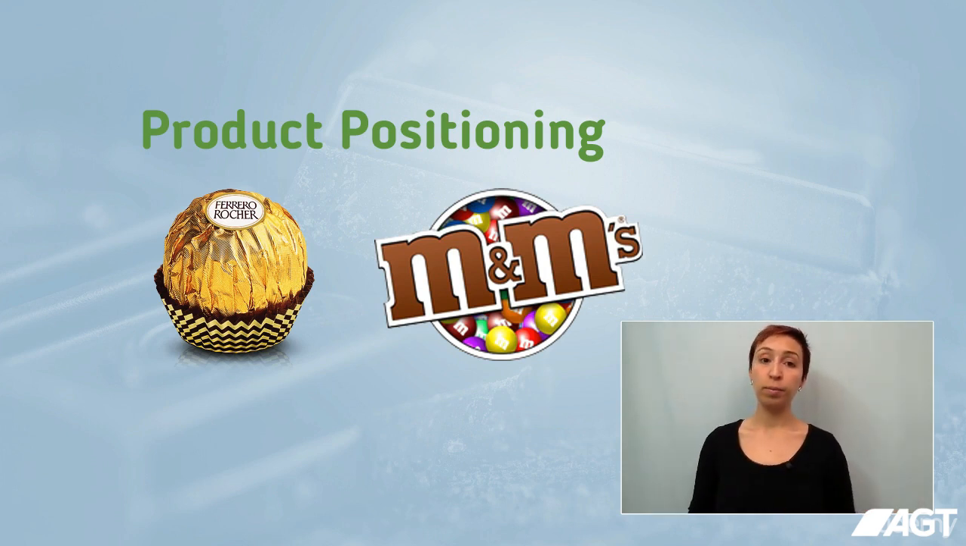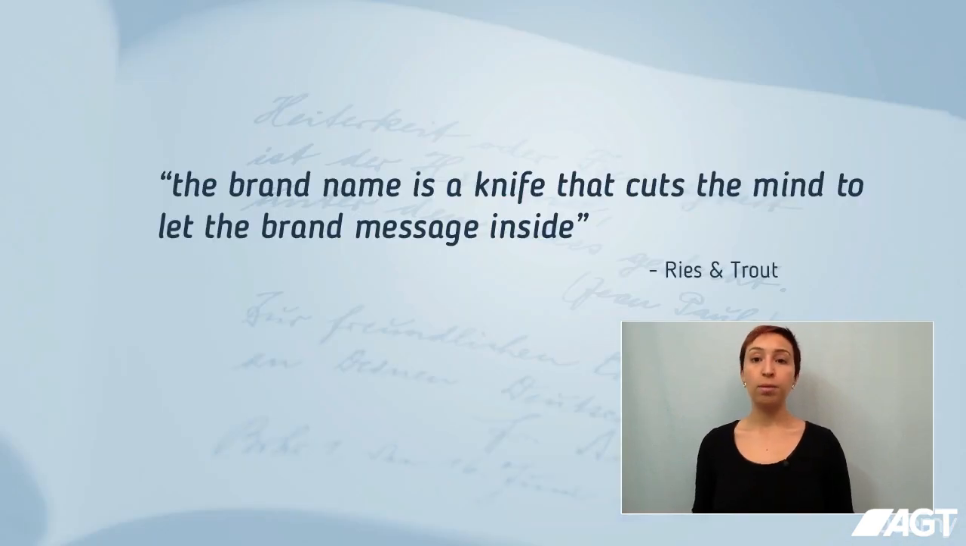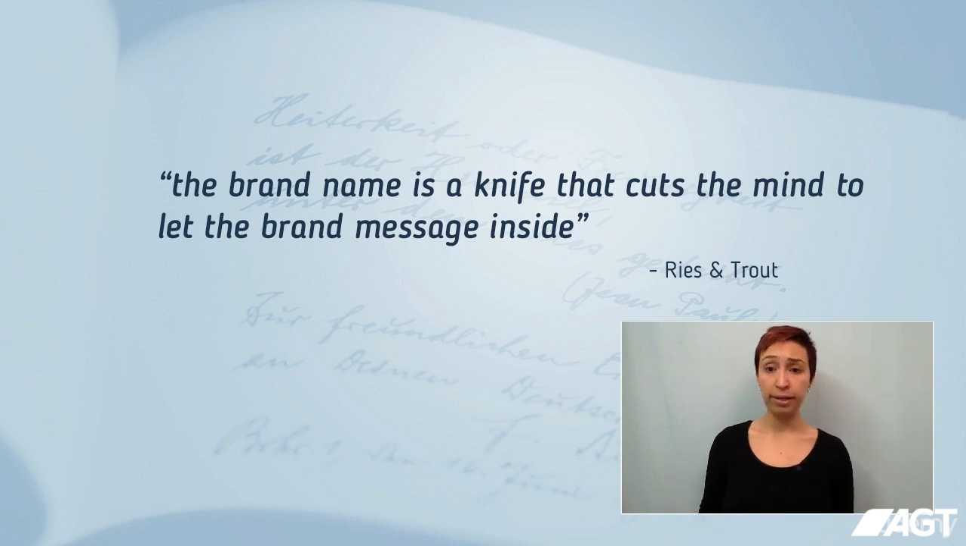An important part of product positioning is the name of your brand. There is a great quote saying, "The brand name is like a knife that cuts the mind to let the brand message inside." It's not about having a name that simply sounds good, but that is capable of conveying the message that you want to convey. Also, when you come up with a new name for your brand or product, make sure to always Google it. You might find that someone else is already using an identical or very similar version for their business, and this could confuse your customers.